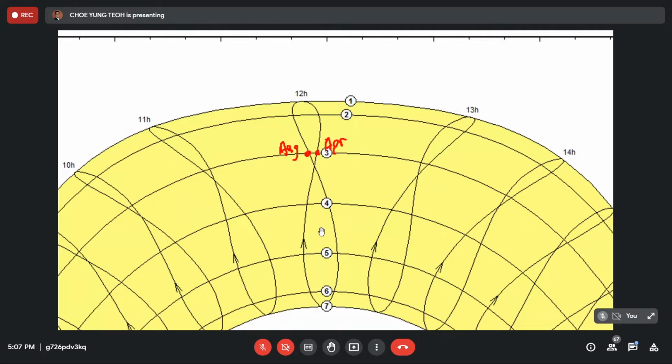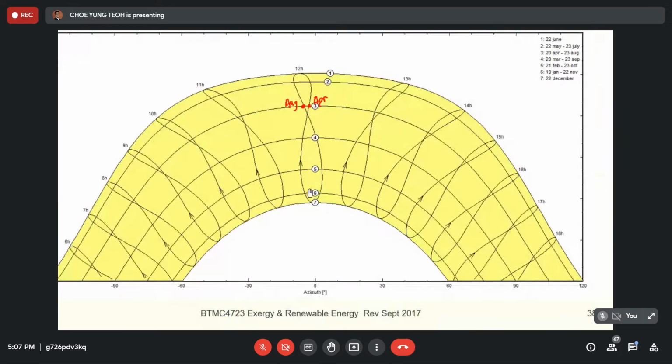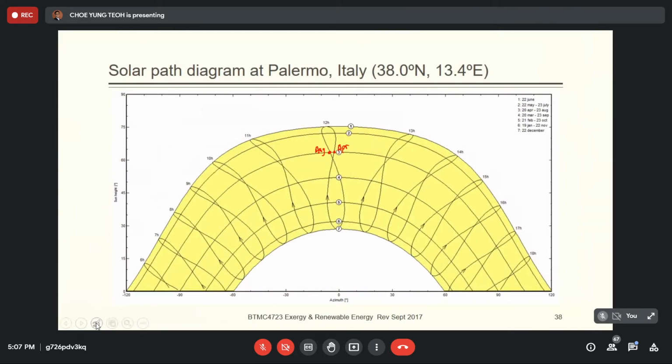Okay? So now the question asks for the azimuth angle. So you have to draw a straight line downward and then read from the graph. What is the azimuth angle? Of course, my line is not straight. You can draw a better line. So you can read from here. Should be slightly negative, if I check from here. Okay.